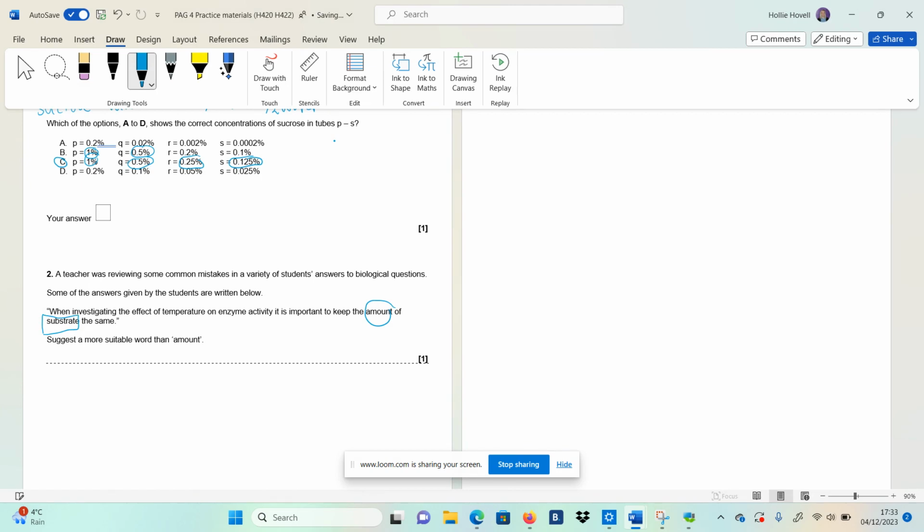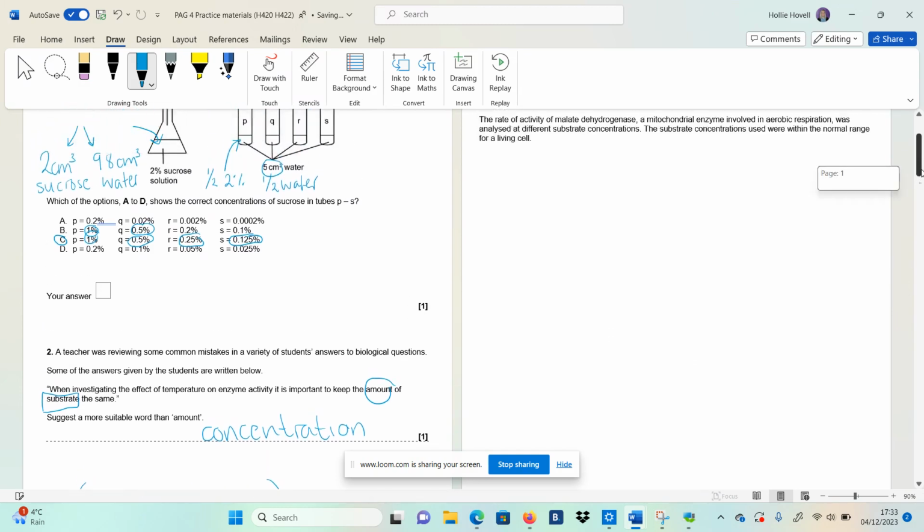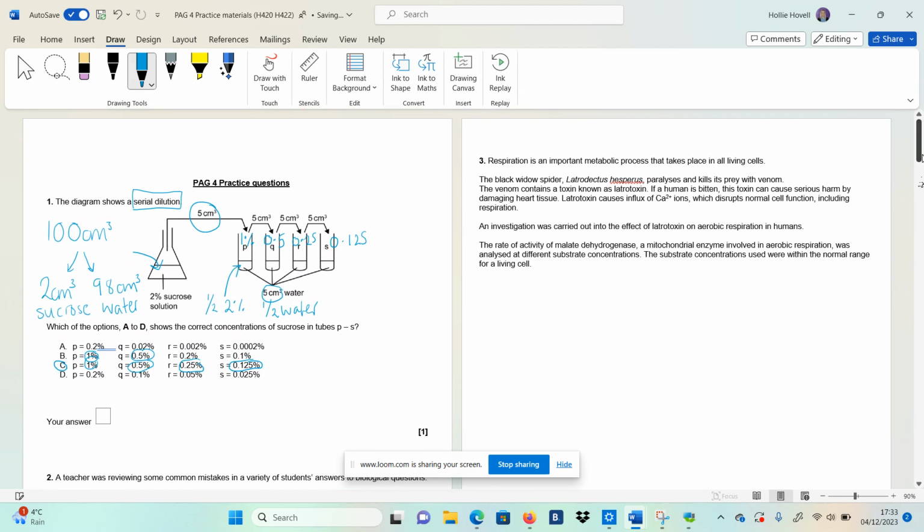Now, in this effect here, what we're talking about is the concentration. So they're after the word concentration for this specific example. What's the concentration of substrate? Now, you wouldn't get a mark here for saying volume or mass, although for other questions, they are suitable alternatives to amount, but for substrates, we usually talk about the concentration because we want to know relatively how much substrate is there.